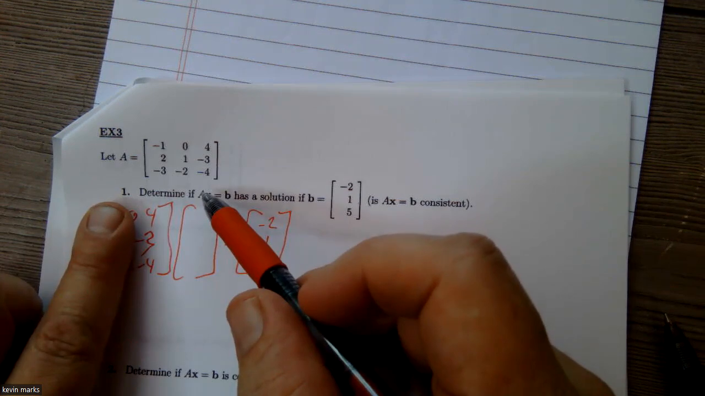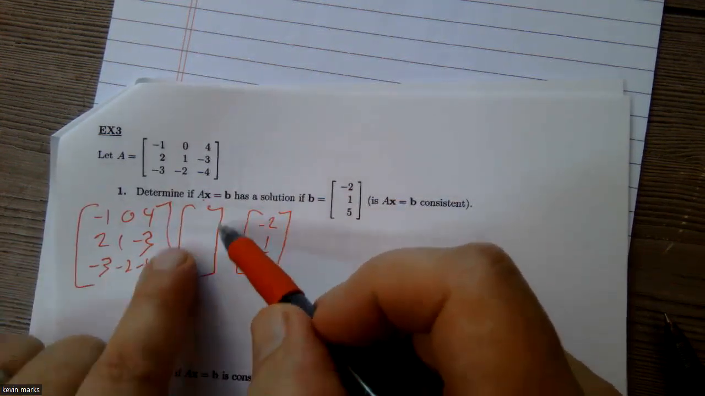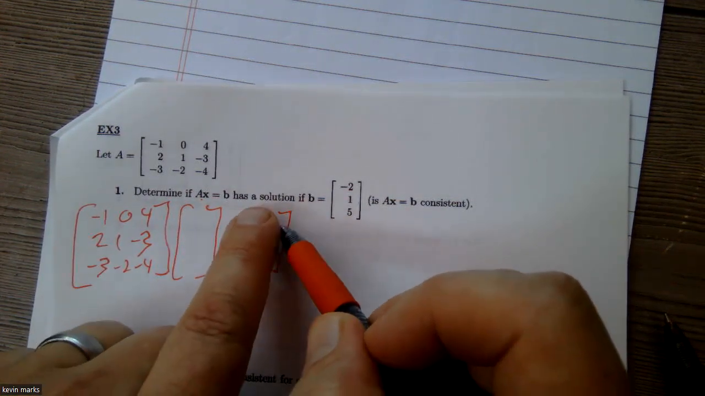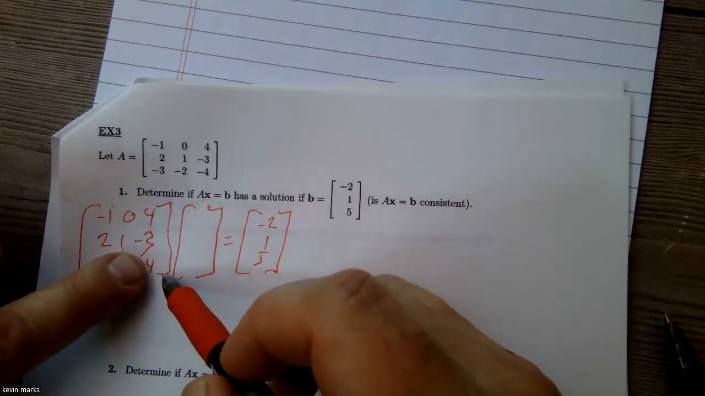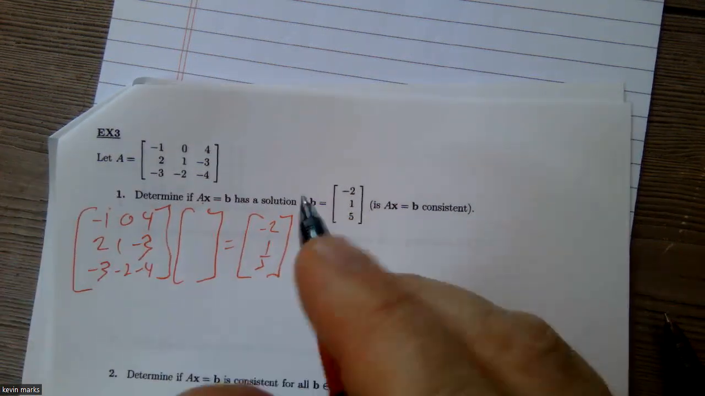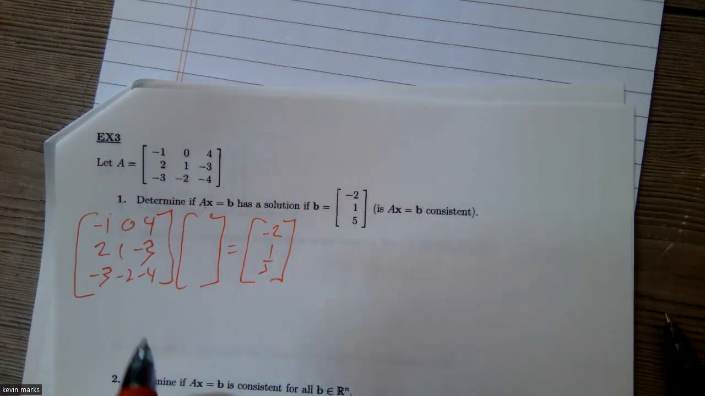So here's my matrix A. What I'm asking is, can I multiply by something that would then produce this, right? Or is there some linear combination of these three that will produce this? The system part that I said at the beginning, that was correct.